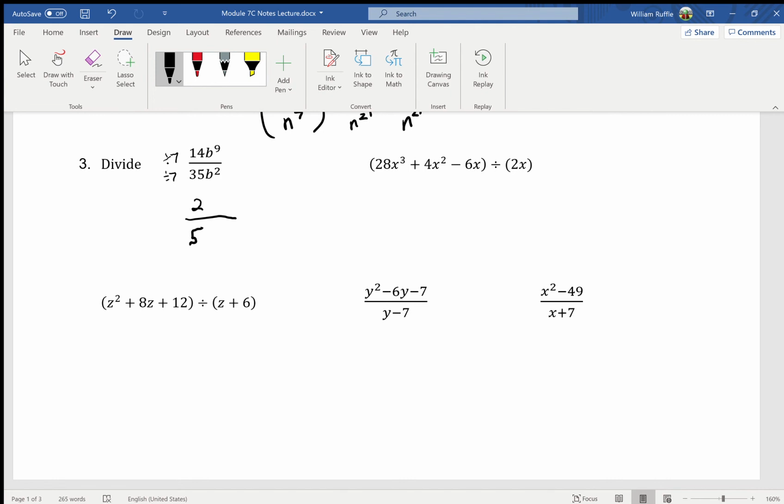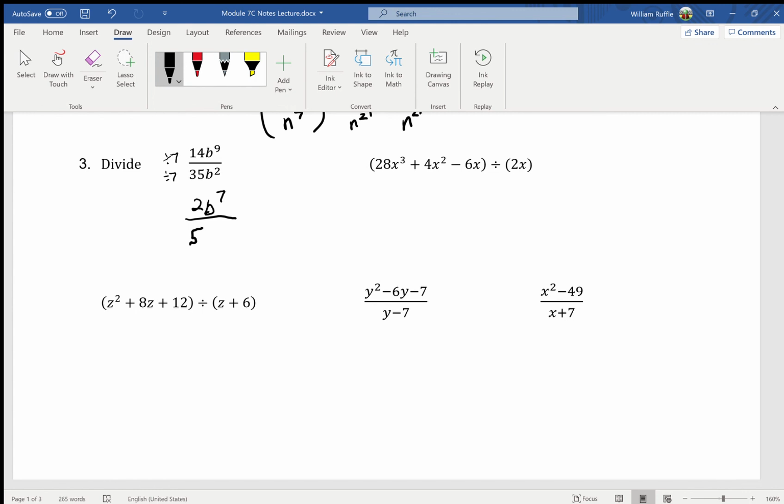Now, when doing b to the 9th over b squared, we have to remember the rules of division when we're dealing with exponents. It's just 9 minus 2, so it's really b to the 7th, and it remains on the top. So that's my answer, 2b to the 7th over 5.